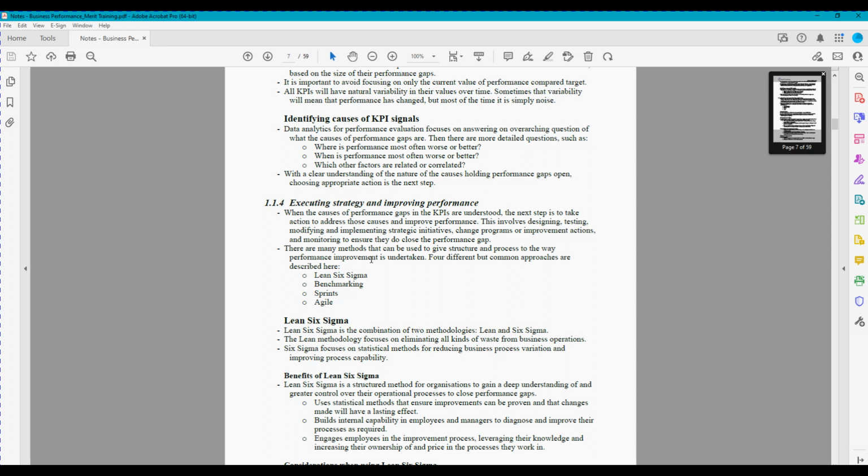There are a number of different frameworks and models that we can rely on. A couple of common ones are A, Lean Six Sigma, B, benchmarking, C, sprints, and D, agile. So we'll go through each of these in more detail.